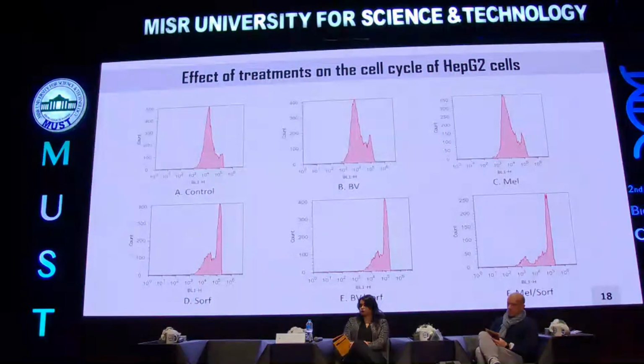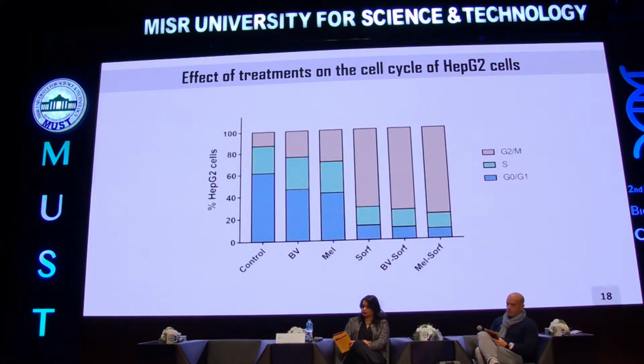Here are also some flow cytometric analyses for the cell cycle, and we got the conclusion that either single effect or combined effect always makes cell cycle arrest at the G2/M phase, which again reflects the potential of either single or combined effect to arrest the cells during the G2 phase.